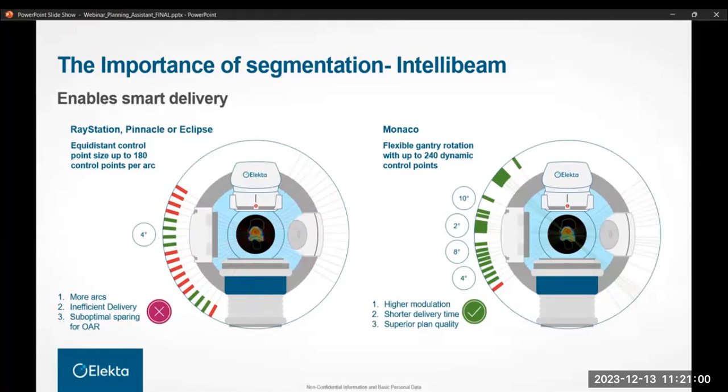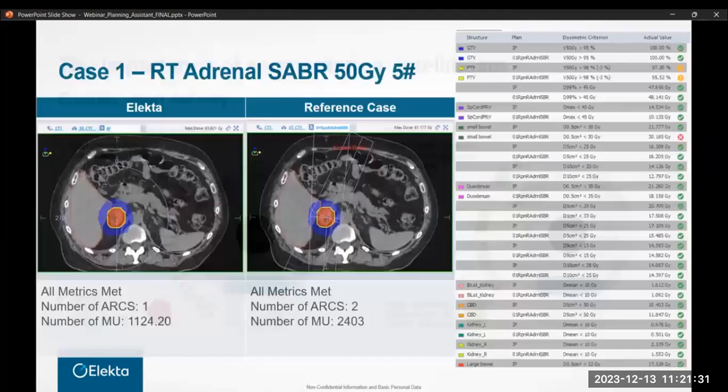I remember doing planning in other systems where you would not get the plan quality you needed, and oh, do I just have to add another arc? But essentially, through the Elekta environment, you can have up to 240 control points, which can be spaced anywhere within the arc that you need. So this allows you to be highly flexible in terms of your modulation. It can reduce the overall treatment time because you're not adding in unnecessary beams or arcs or segments that you need. And it really can improve the overall quality of your radiotherapy planning.